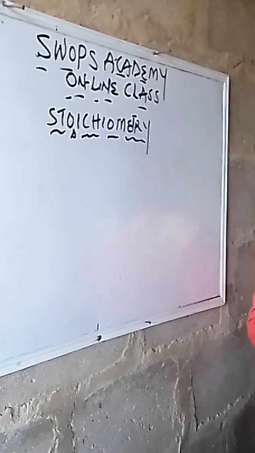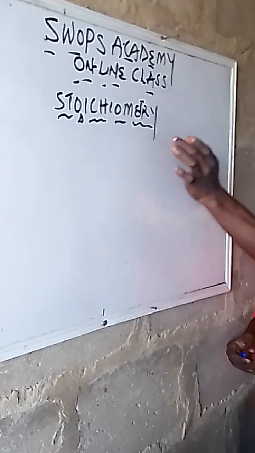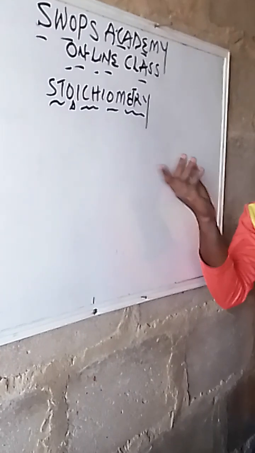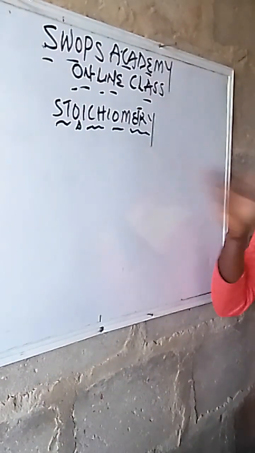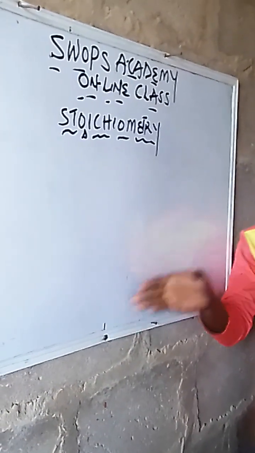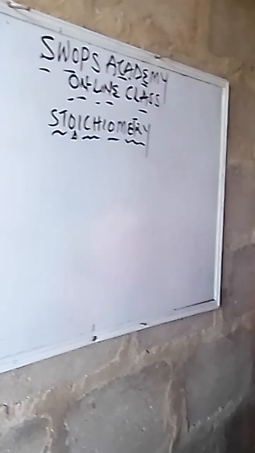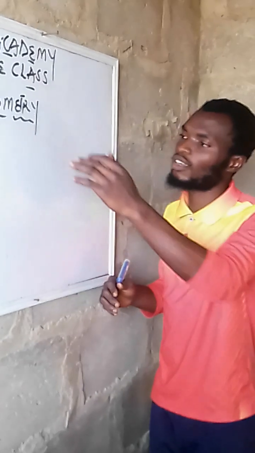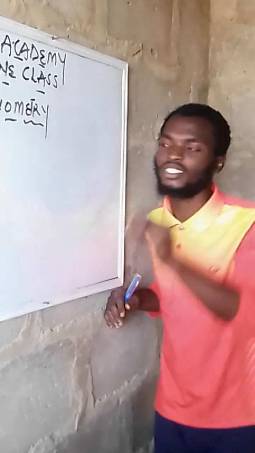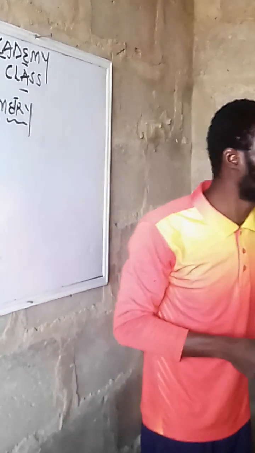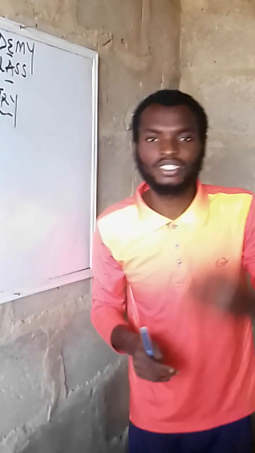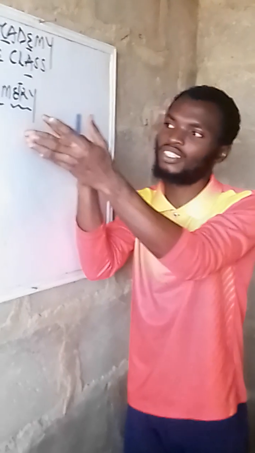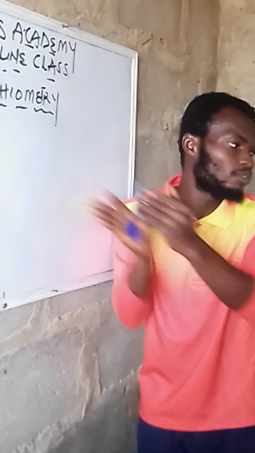Today on Swap Academic online class, I'm going to be taking you through stoichiometry, an aspect in chemistry. We have different aspects: organic, inorganic, analytical, and so many others. But in today's lesson, most of the students are complaining regarding this particular topic. Let's look in depth at what this topic entails and what the essence of this topic is.